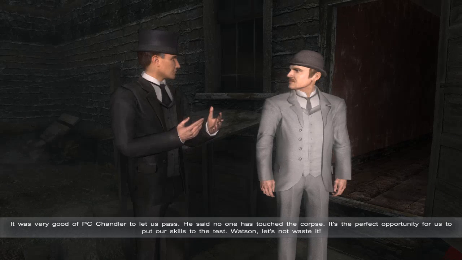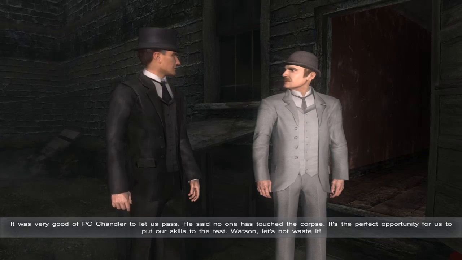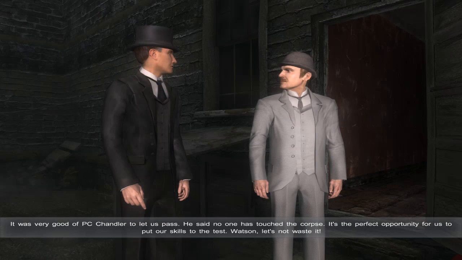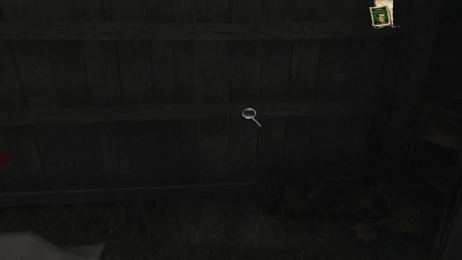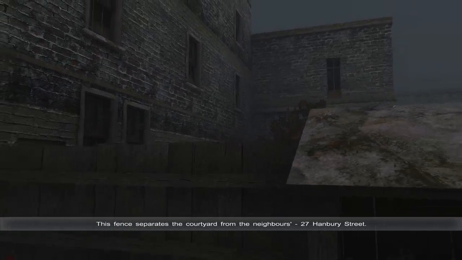It was very good of PC Chandler to let us pass. He said no one has touched the corpse. It's the perfect opportunity for us to put our skills to the test. Watson, let's not waste it. Right. This fence separates the courtyard from the neighbours, 27 Hanbury Street.